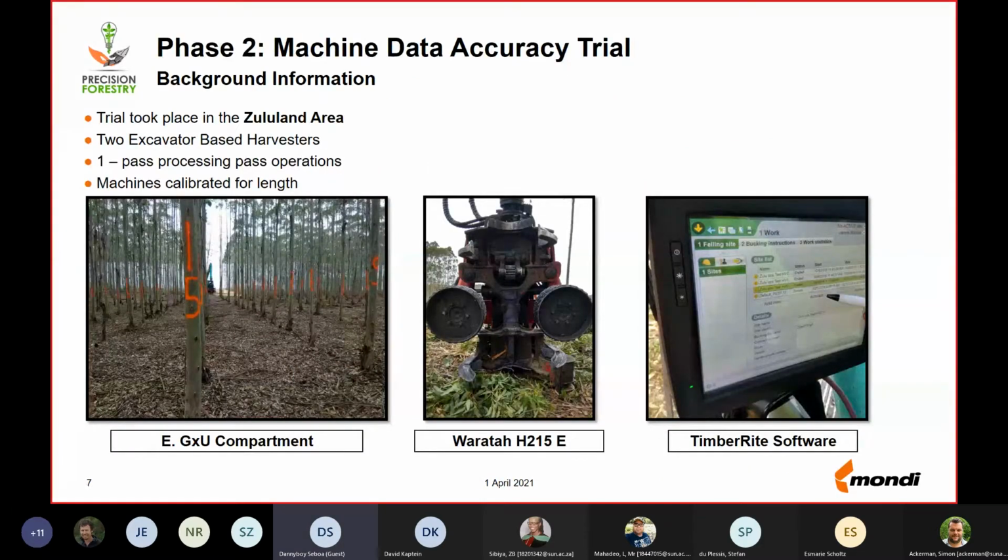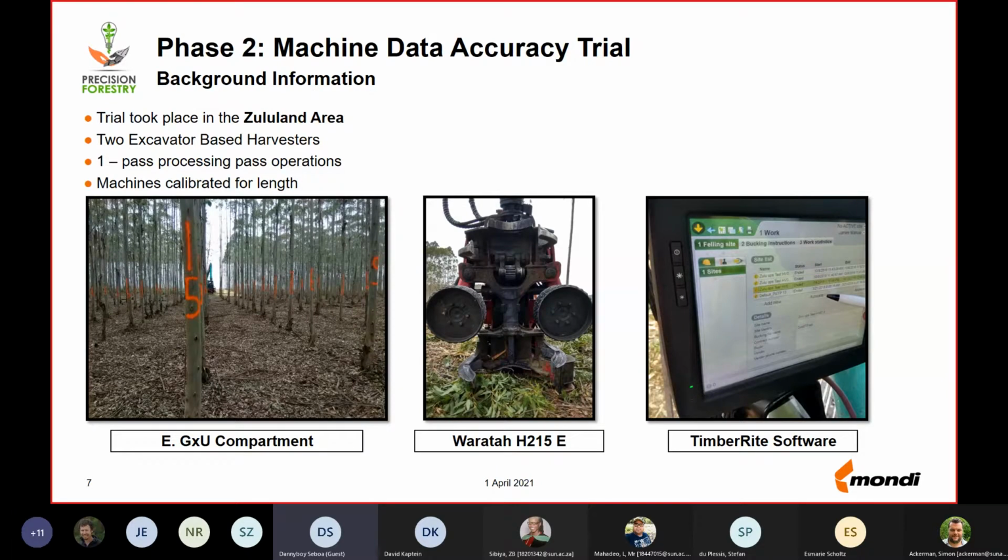So now let's look at phase 2, the machine data accuracy trial. Let's look at some of the background information. The trial took place in Zululand. We used 2 excavator-based harvesters. This was a one-pass processing operation, and the machines were calibrated for length. And it's worth pointing out that the contractor does also calibrate these machines for diameter.